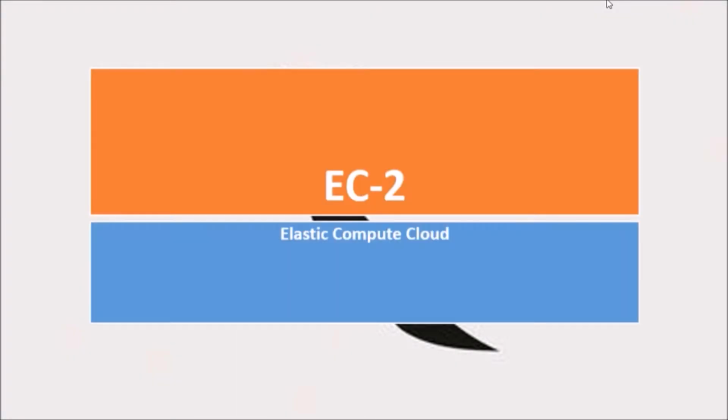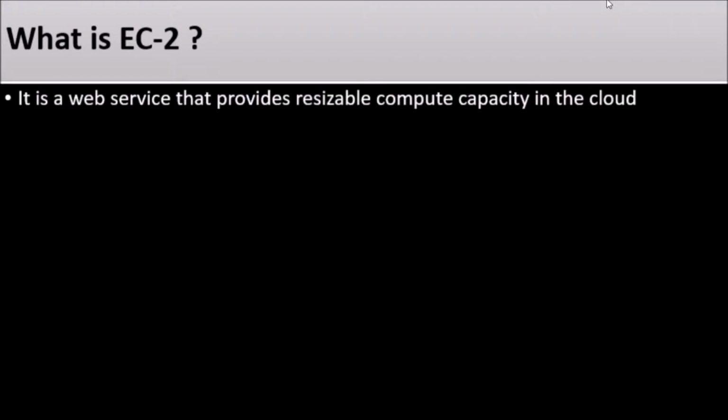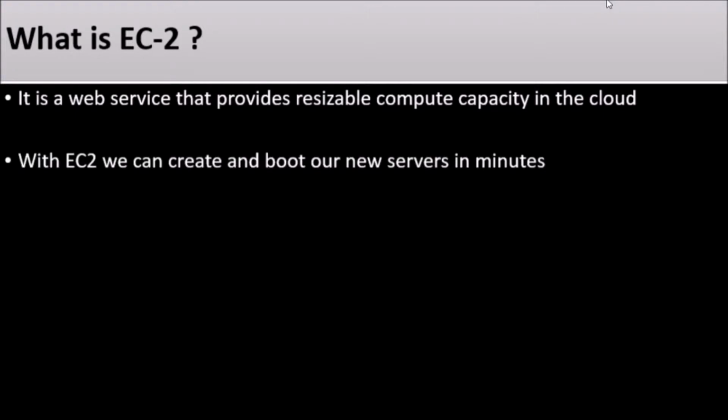So in this video we're gonna learn about EC2. It is also known as Elastic Compute Cloud. And guys, this is the heart of AWS. Okay, so what is EC2? It is a web service that provides resizable compute capacity in the cloud. With EC2 we can create and boot our new servers in minutes. We just pay for what we use.